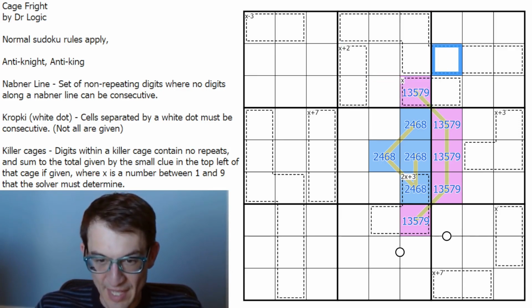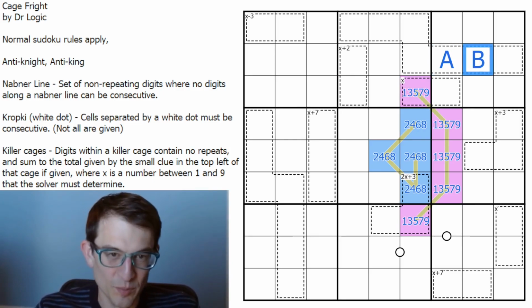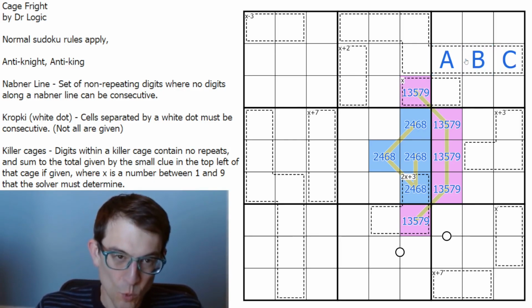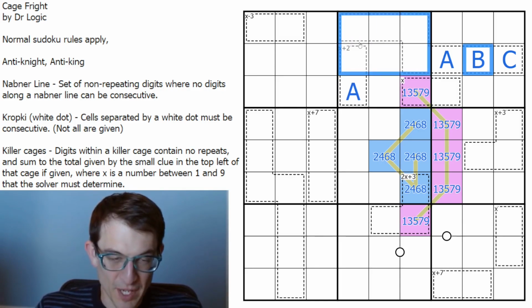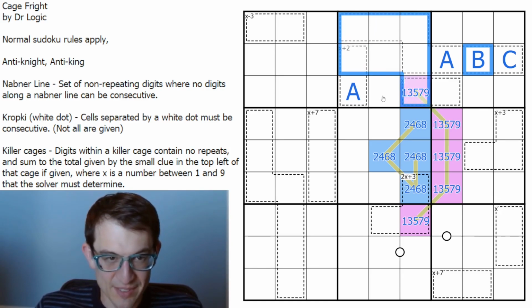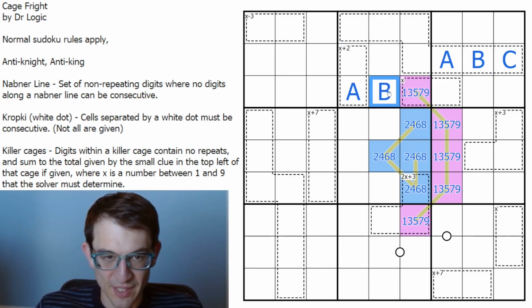So let's say I label these cells A, B, C. Where does A go in box 2? A can't go here, can't go in the cage, can't go here by king's move, can't go here by knight's move, and so A has to go here. And then B, we can do the same thing. It's got to go in the bottom row because of normal Sudoku and the cage rules. You can't go here by knights, so it goes here, and then this has to be C.